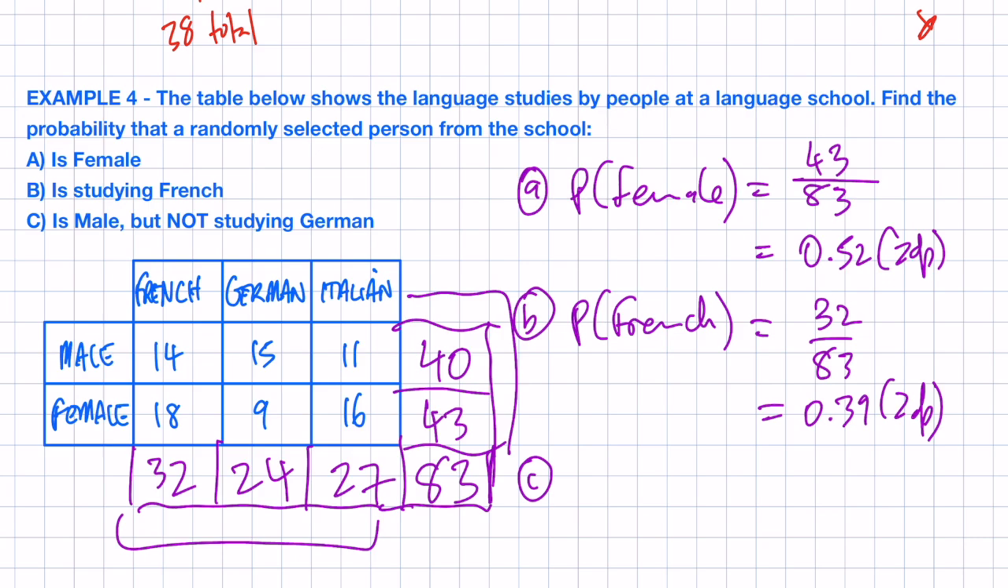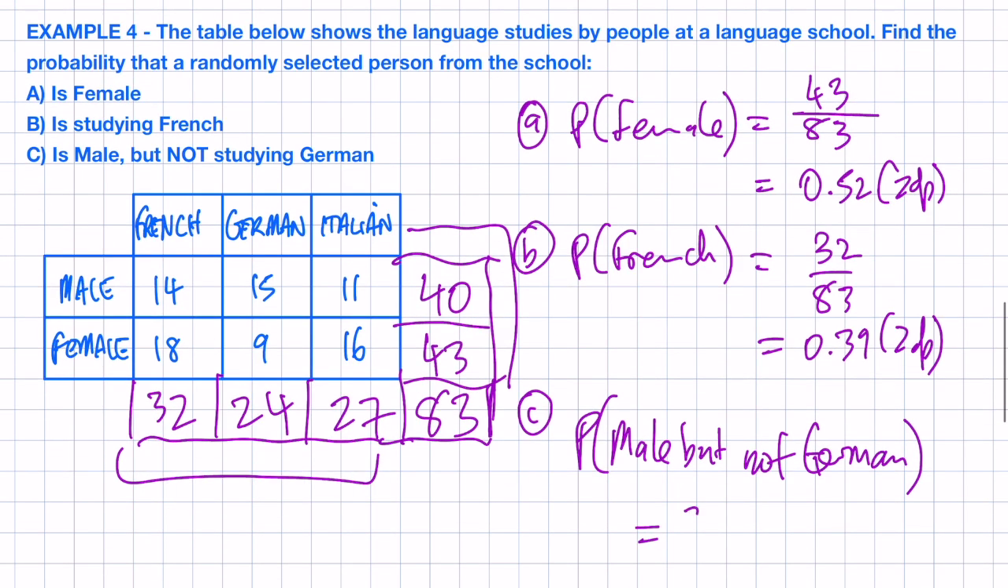P, male but not German. Anyone else, I'd be like, hey, I was just testing you. Well, no. What do we get? What number would go on top? 25. 25 over 83.